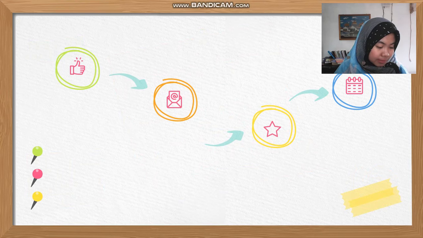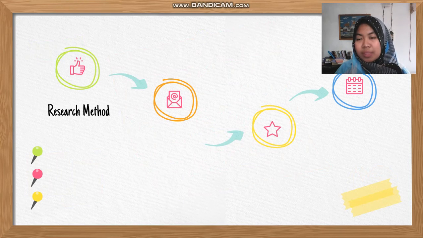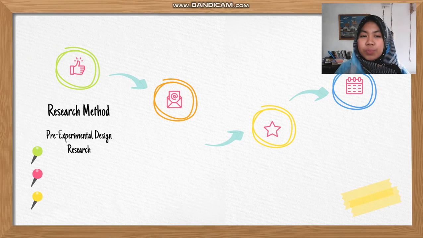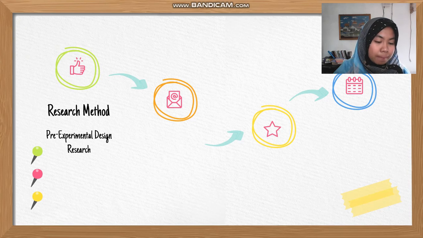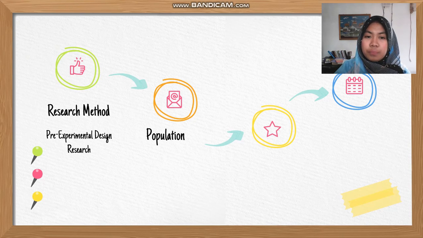And next is the research method. The research method that I choose in this research is pre-experimental design research. Why? Because I use one group, one class as experimental class, and there will be given a pre-test, treatment, and post-test.